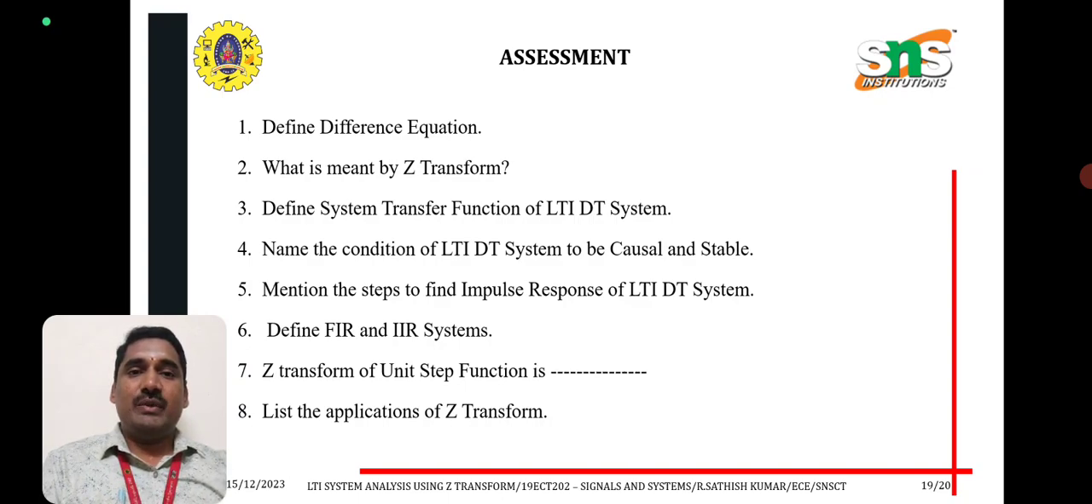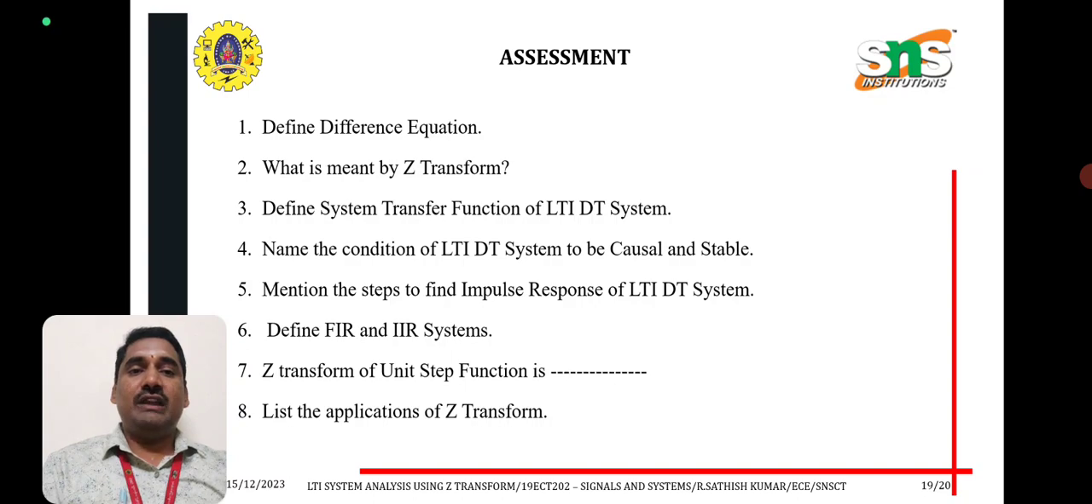First one, difference equation. A difference equation is used for analysis of a linear time invariant discrete time system, that is, y of n is equal to x of n convolved with h of n. What is meant by Z transform? Z transform is used for analysis of discrete time signals. X of z is equal to summation n from minus infinity to plus infinity of x of n into z to the power minus n. Define the system transfer function of a linear time invariant discrete time system. H of z is equal to Y of z divided by X of z, that is, the ratio of output to input.